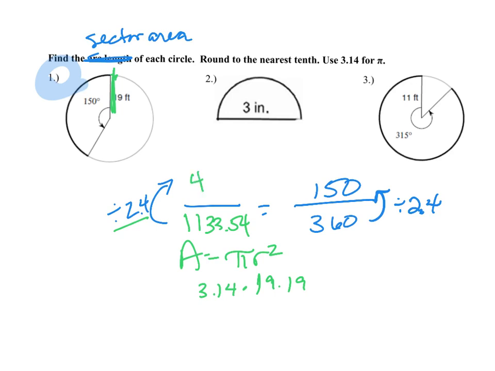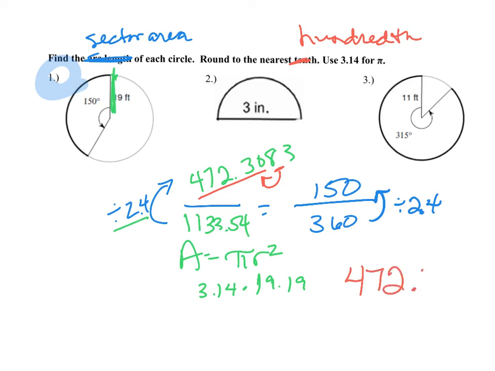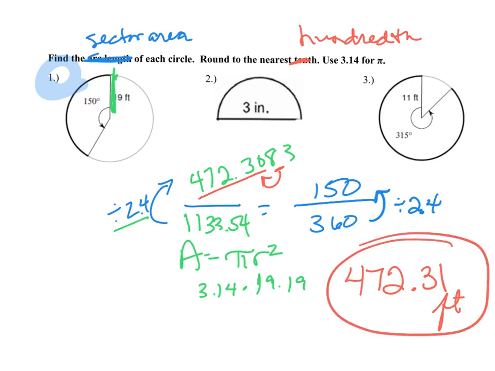Okay, 472.308, and then a bunch of threes, but we don't need that. We're rounding to the nearest hundredth. That's what I want you to do, so I'm going to use all of this. What does this 8 do to that? Takes it up 1, 472.31, and if we have to label it, it's feet. There's our answer.